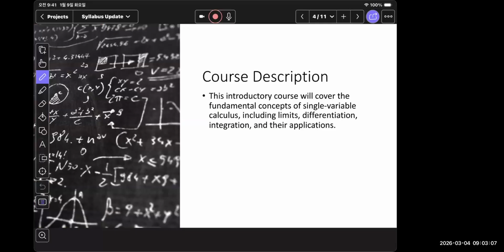And this is, as you probably know, Calculus 1, the introductory course. We will consider the functions and many properties of the functions, including limits, differentiation, integration, and their applications. But we will consider only single variable functions. In the second semester, in the fall, you will consider multivariable calculus. But in the spring, we will consider only the single variable case.